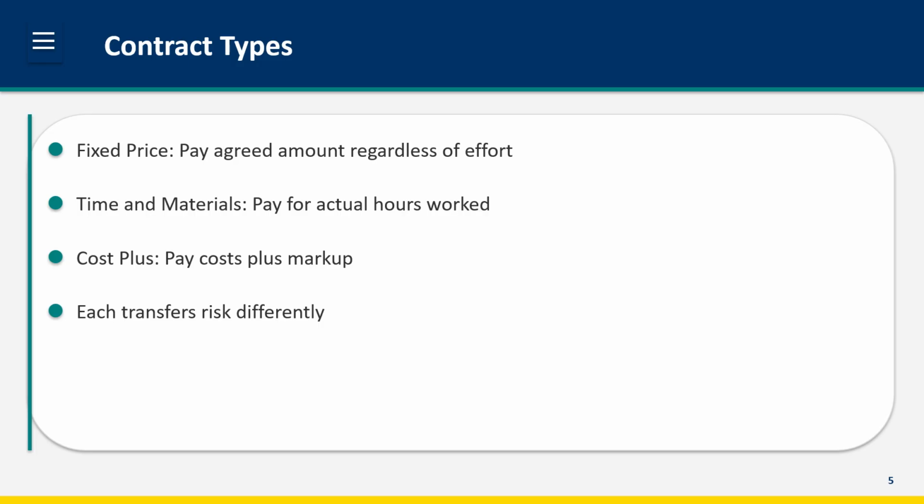Time and materials means you pay for actual hours worked at agreed rates. You carry the risk if it takes longer than expected. Cost plus means you pay the vendor's costs plus an agreed markup. Again, you carry the risk. Each type transfers risk differently between you and the vendor.